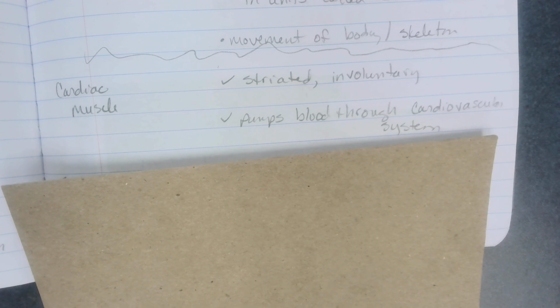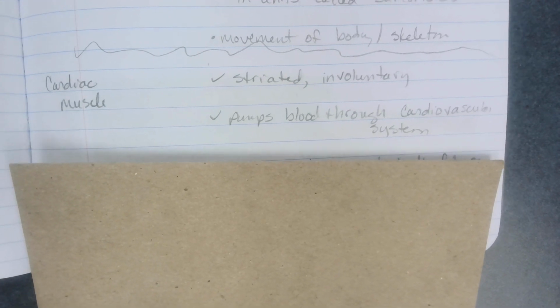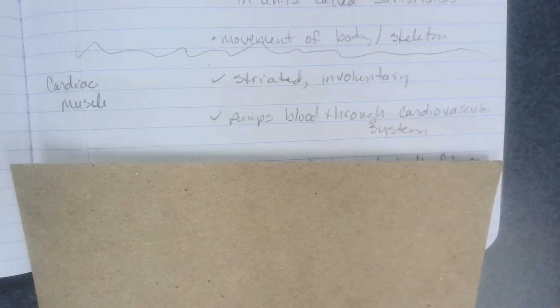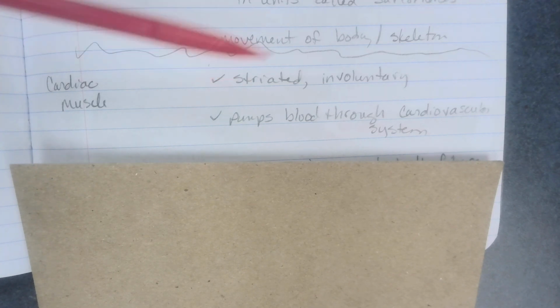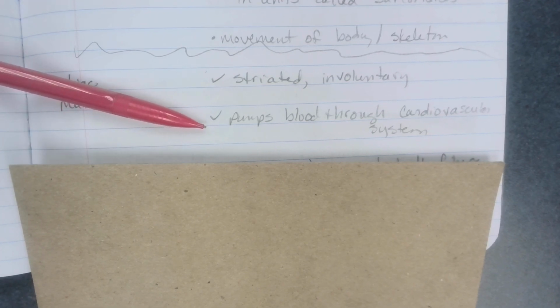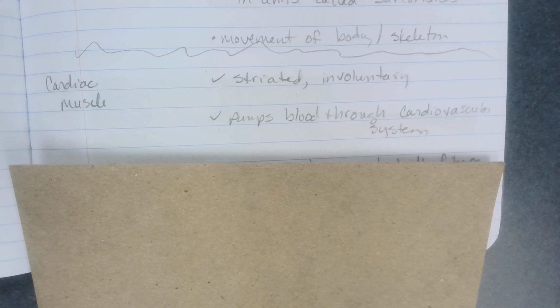All right, cardiac muscle. Cardiac muscle is striated, but it is involuntary. So cardiac muscle has those stripes, it has those striations, but it is involuntary. The striated muscle itself is voluntary because it's skeletal muscle. Cardiac muscle, even though it's striated, is involuntary. It's pumping blood through the cardiovascular system. Cardiac means specifically the heart.